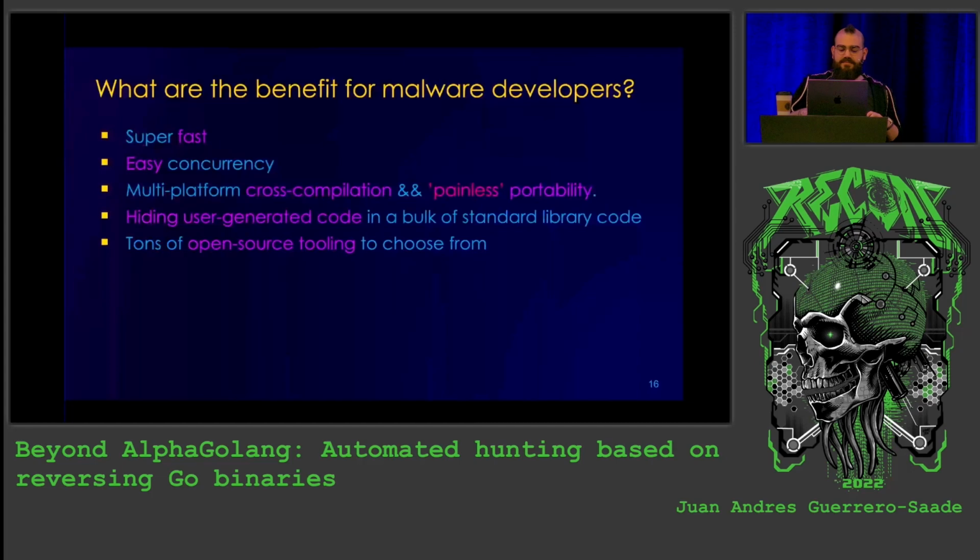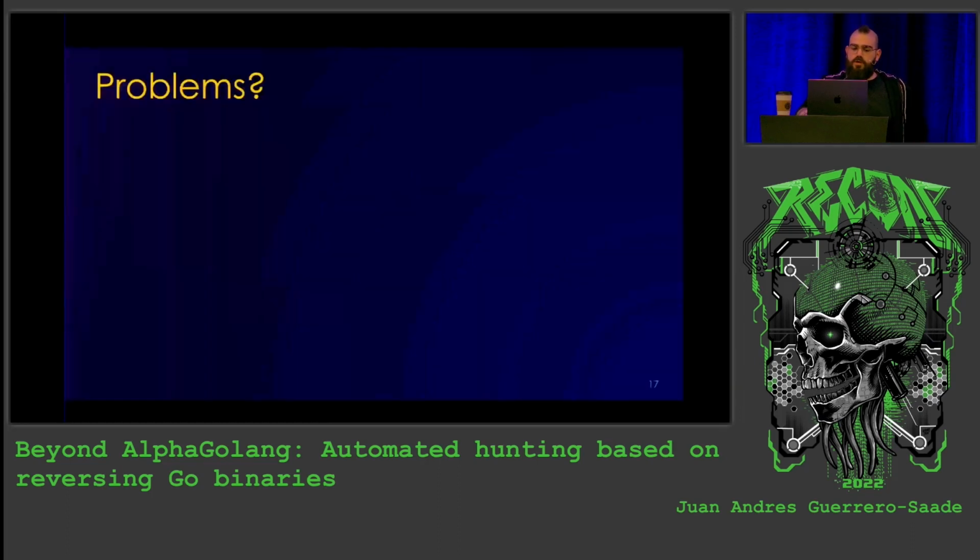Then you have tons of open source tooling to choose from, particularly in the malware ecosystem. The red teaming ecosystem has been developing very healthily on Go. And you can annoy a lot of reverse engineers without doing absolutely anything. We're not even going to talk about obfuscation at all. So what are the problems?